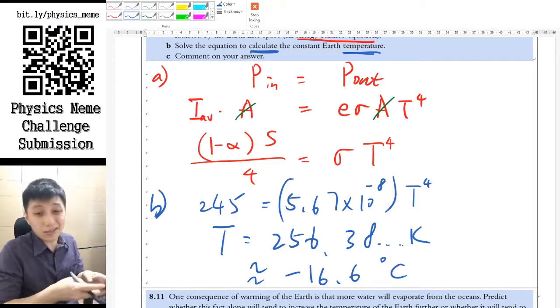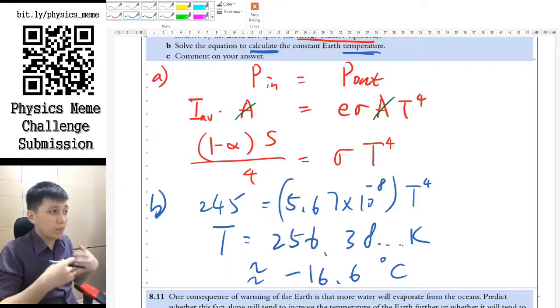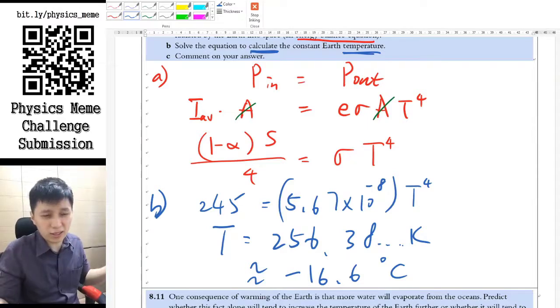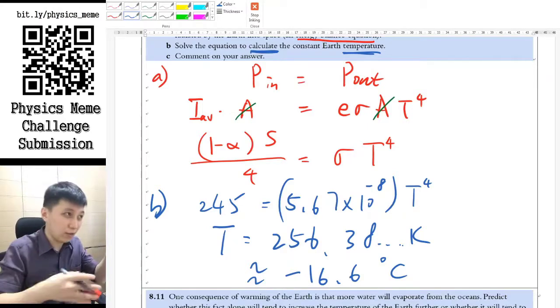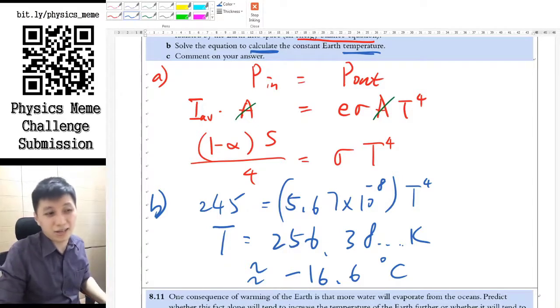But still, this is not acceptable because everyone knows that on Earth, our temperature on average is about, I guess, 15 to 20, or at most 25. So 15 to 25, I think, is a good guess in terms of average. It cannot be negative 16.